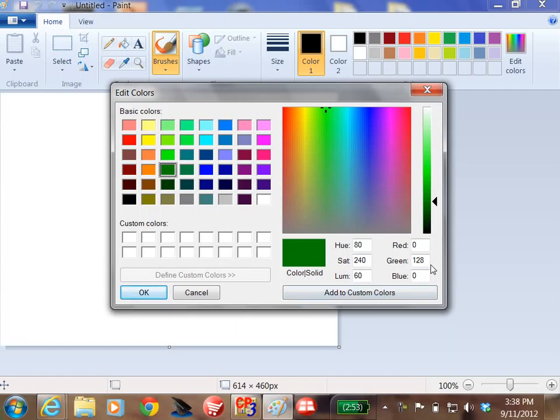Here's green, okay? Red is 0, blue is 0, green is in this case 128. We can make it greener. We can go up to 255. Whoops. It's hard to get it exactly right. There you go. That's green, and only green. No red, no blue.